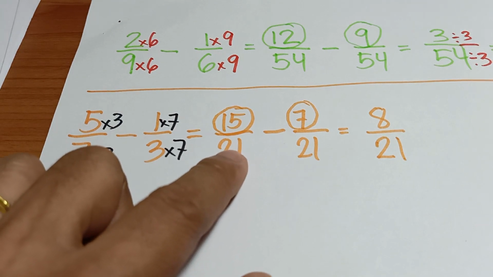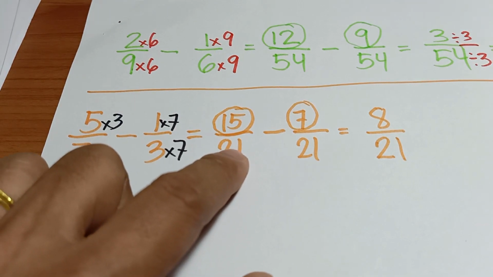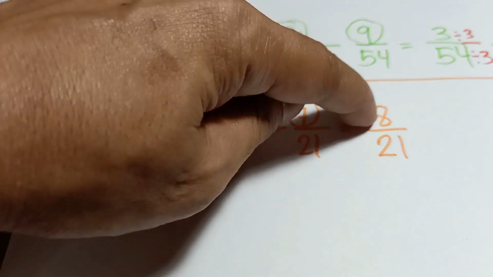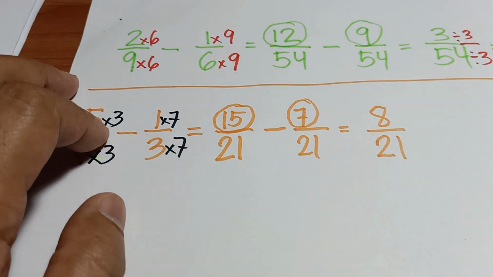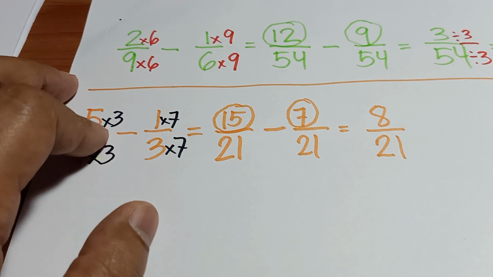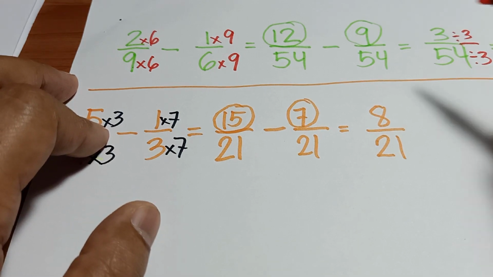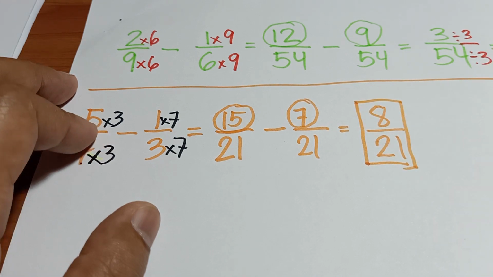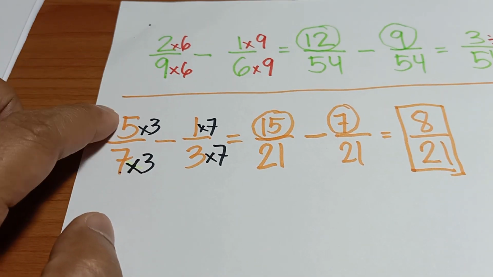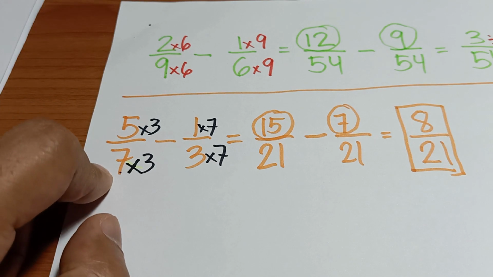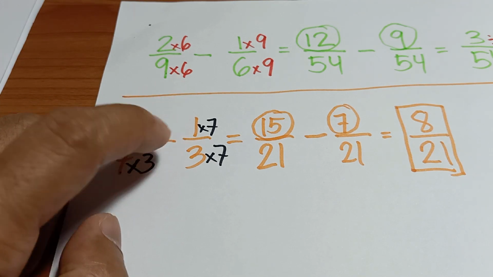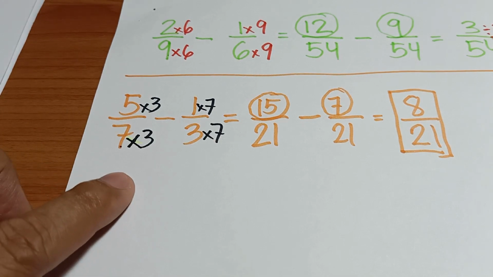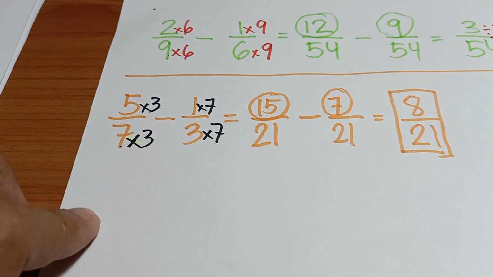Can we simplify 8 over 21? Is there any number which we can use to divide these two numbers? If there's nothing, we can leave this one as our answer. When we subtract 5 over 7 minus 1 over 3, the answer is 8 over 21.